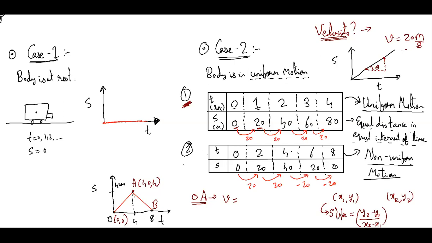So between any 2 given points, the slope can be written like this: y2 minus y1 divided by x2 minus x1, where x1, y1, x2, y2 are the coordinates. This is very important. The slope can be represented by A. What is A?